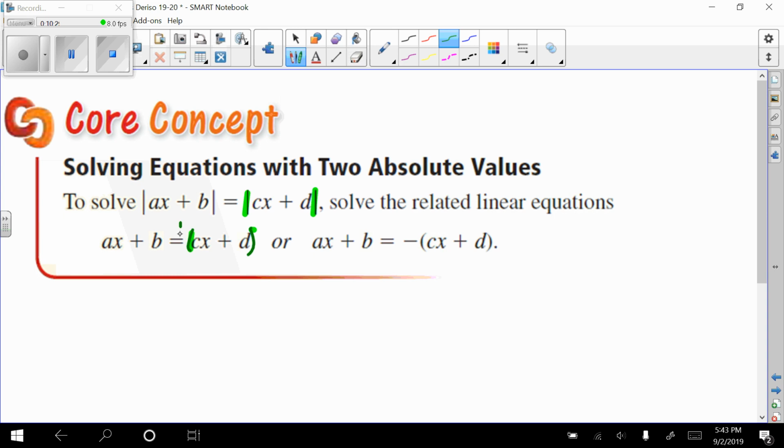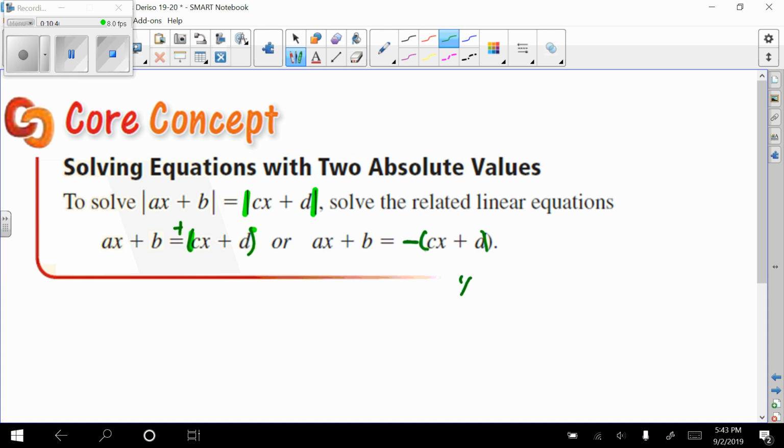If you'll notice, this is the positive version, and this is the negative version. So you still do the same exact thing. On one side, the right side, it's positive, on the other it's negative. The only thing you have to watch out for is you do have to check your roots.